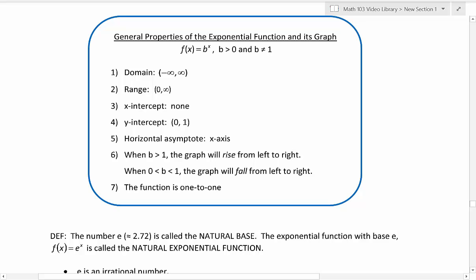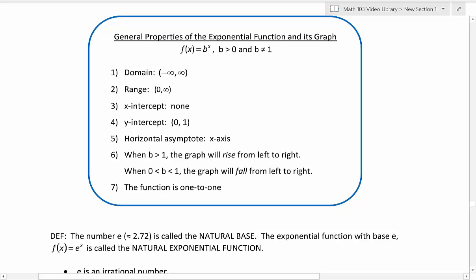The range, however, is only the positive numbers, 0 to infinity. Our base number b is defined to be strictly greater than 0 and not equal to 1. So this means that our base is a positive number. If you take a positive number and raise it to any power, you're still going to have a positive number. Therefore, our range is only positive numbers.